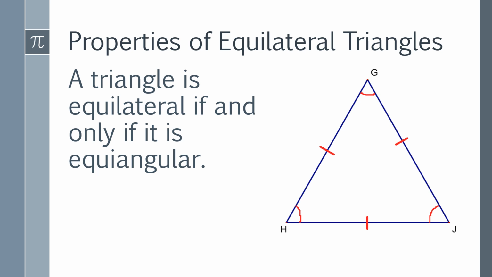Okay, an equilateral triangle. A triangle is equilateral if and only if it is equiangular. So all the sides of these triangles are equal, and their angles are all equal.